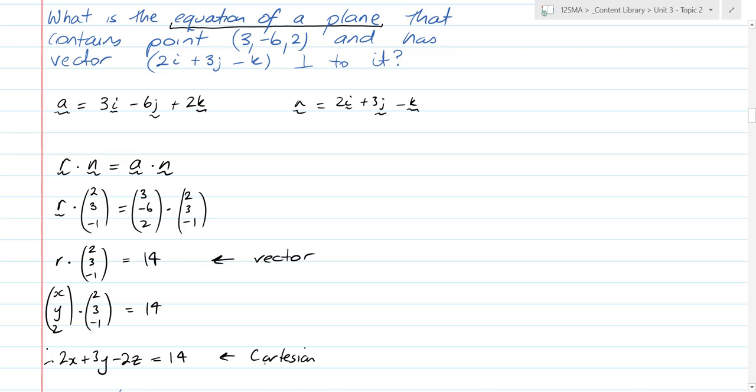Does anybody know the famous mathematician it's named after? Sorry? Carter. I'll answer this question first. René Descartes? Did I say Carter? Is it Carter? Whatever. No, I just said the answer. Yeah.